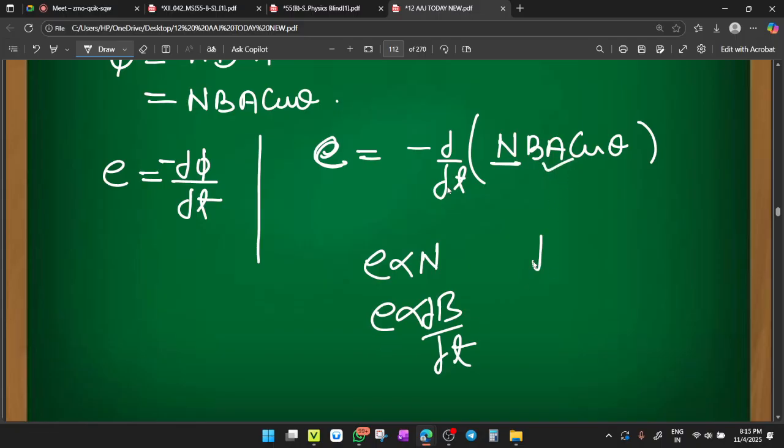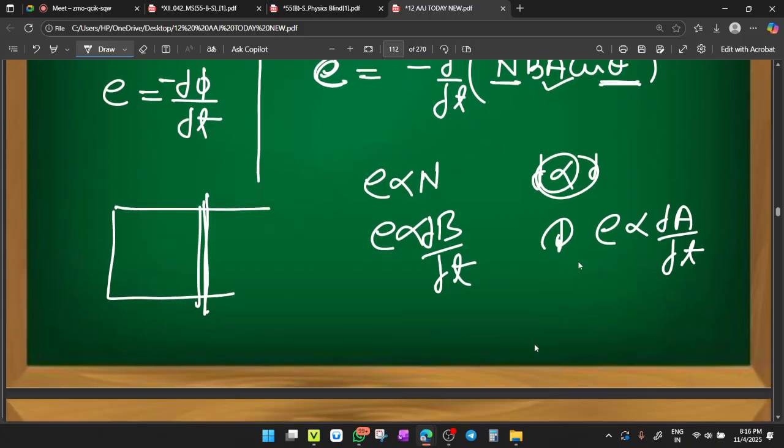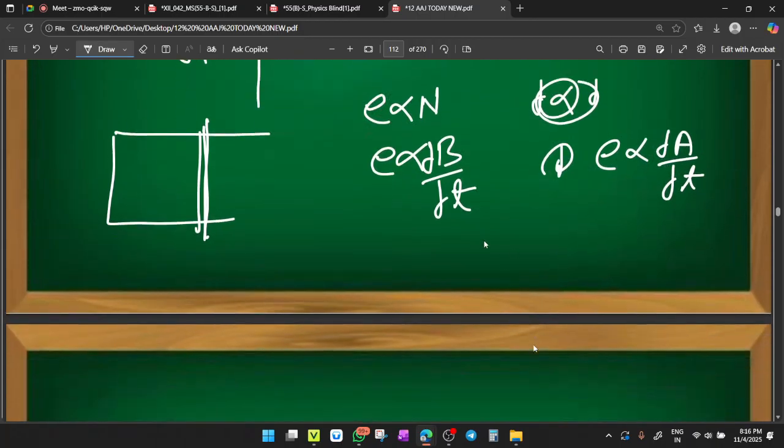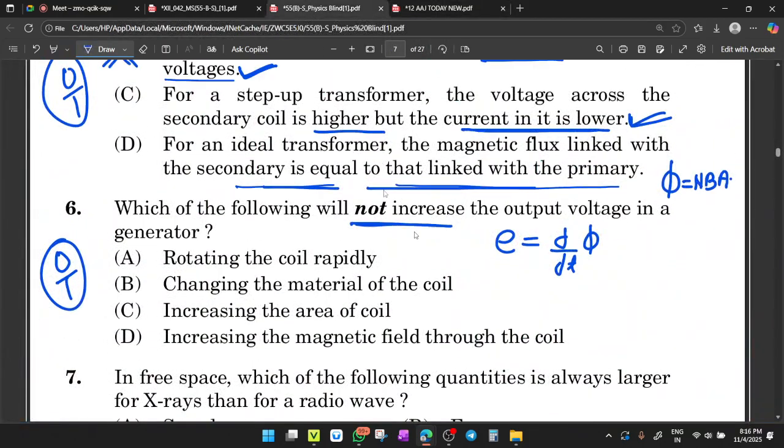Third, E is proportional to dA by dt. In motional EMF, we have changed the area of this section. So EMF can also be created by changing the area, right? And by changing the angle of the coil, EMF can also be developed. So E is directly proportional to d by dt of cos theta. Okay, so all the options are correct.